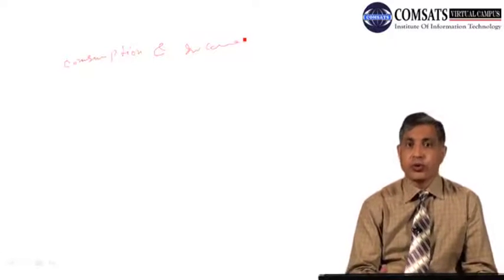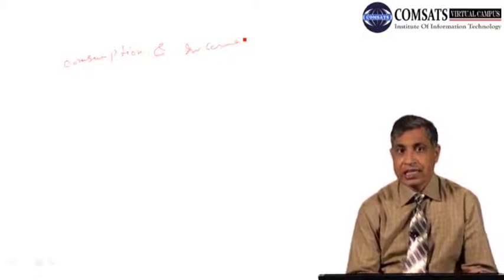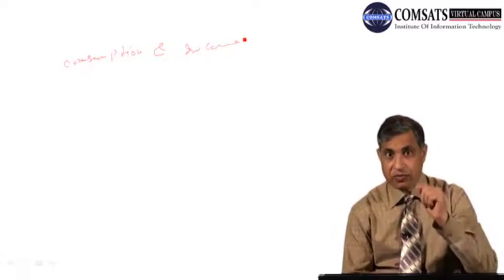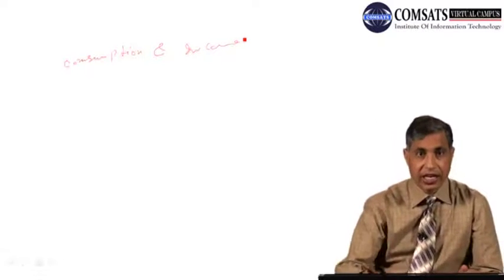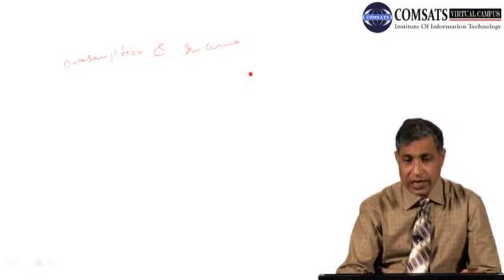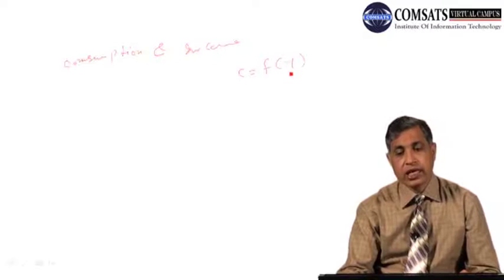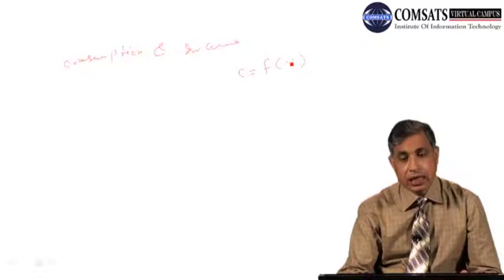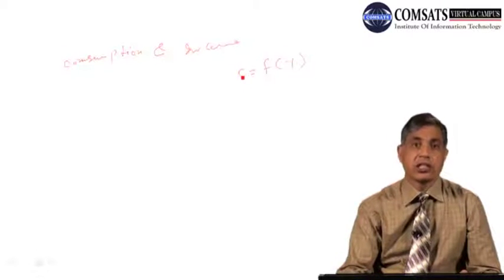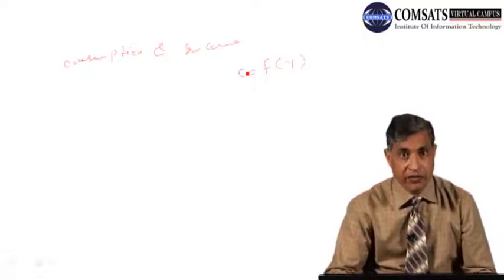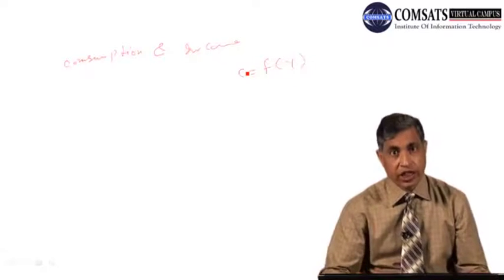Consumption and income, you know, there is a relationship between them. I would just go one minute back to the previous discussion. Here another idea came. Look here, C is a function of Y. What we say is that when there is a change in income, there is a change in consumption. It means consumption and income depend on each other.